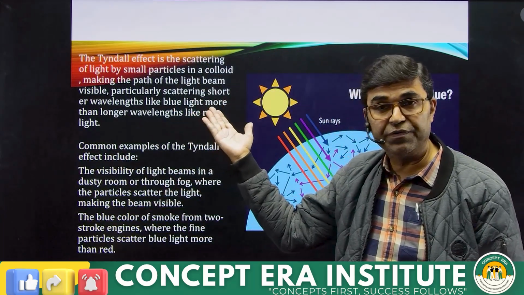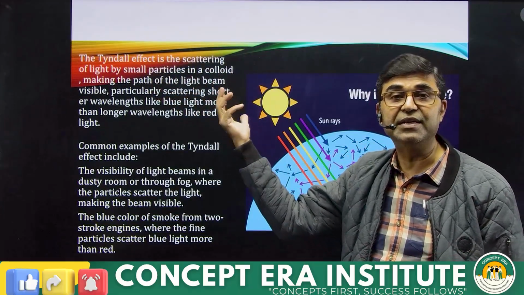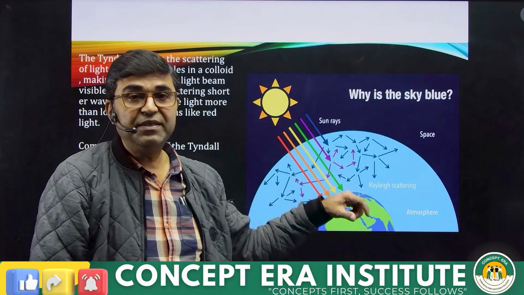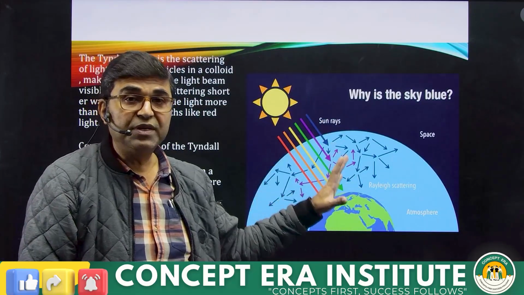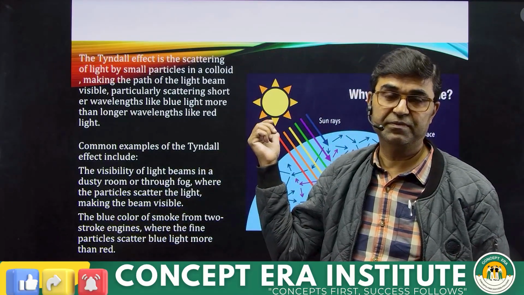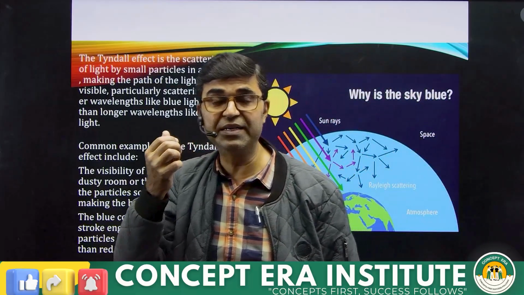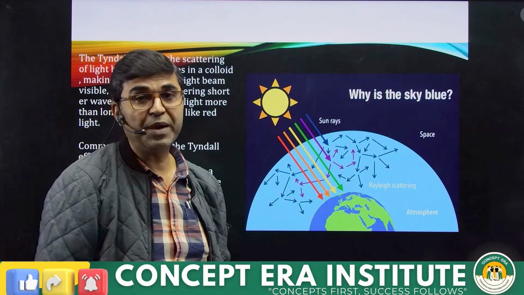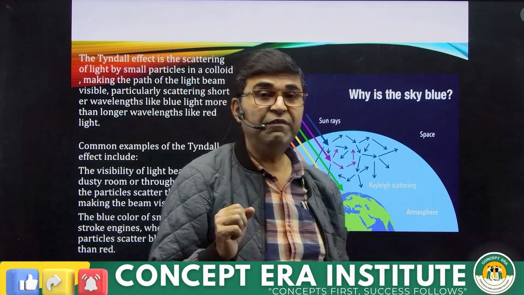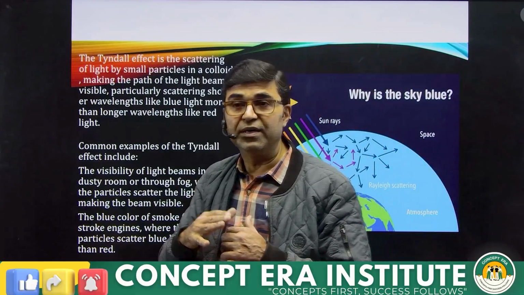We know that light consists of 7 colors. Each color has its characteristic wavelength. When the light enters the atmosphere, it encounters certain suspended particles which are very, very tiny, so tiny that we are not able to see with unaided eyes. We have to look through a microscope to see those particles. But as compared to the wavelength of light, these particles are big enough to reflect it.